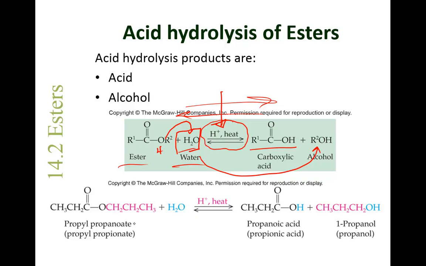And again, you get the naming. This one is 3 carbons. Here's our alcohol part, so this would be propanoate. And that forms propanoic acid and 1-propanol, which we can just call propanol. Again, that's a common name, but you should say 1-propanol. That tells people it's attached to the end carbon. It's this carbon and not this carbon.